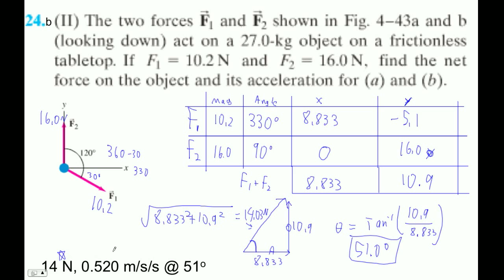We don't have the acceleration, so let's see. It's a 27 kilogram object. So I'm going to use F equals ma, right? So 14.03 equals 27a. This is the net force, right? I'm just saying F equals ma. So 14.03 divided by 27, 0.5196, so 0.520 is correct. Meters per second squared. Yay!